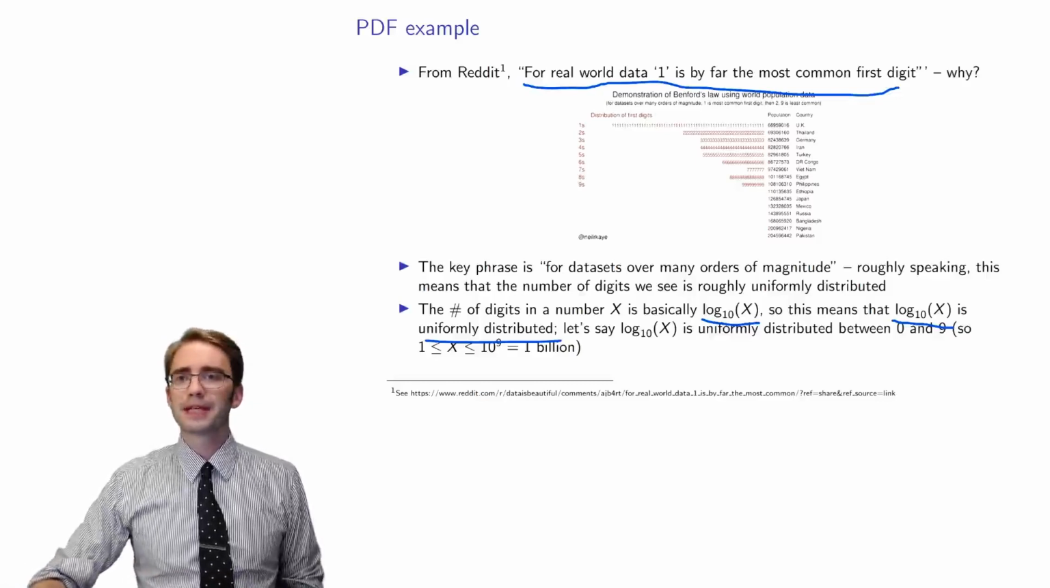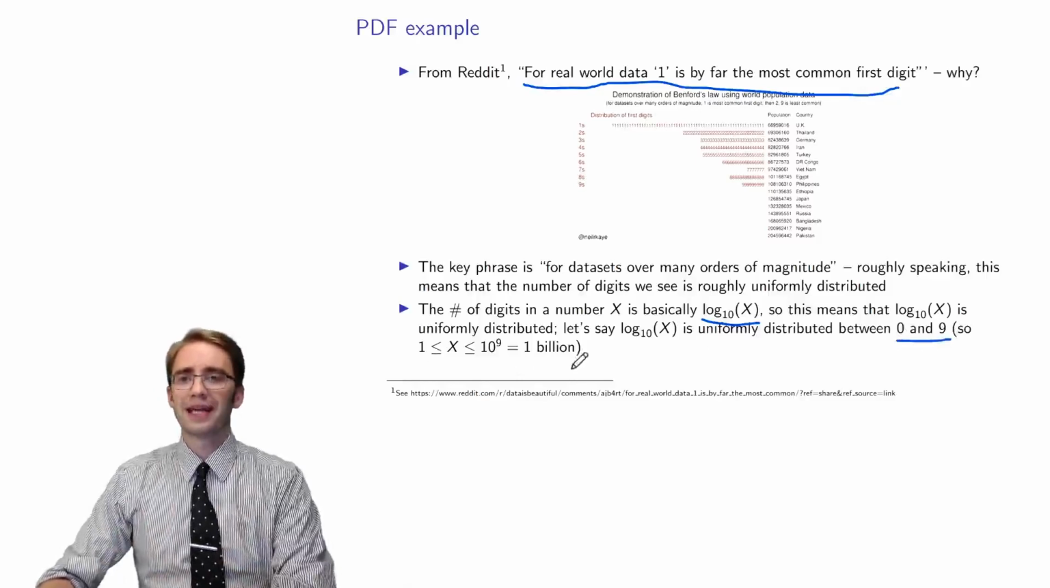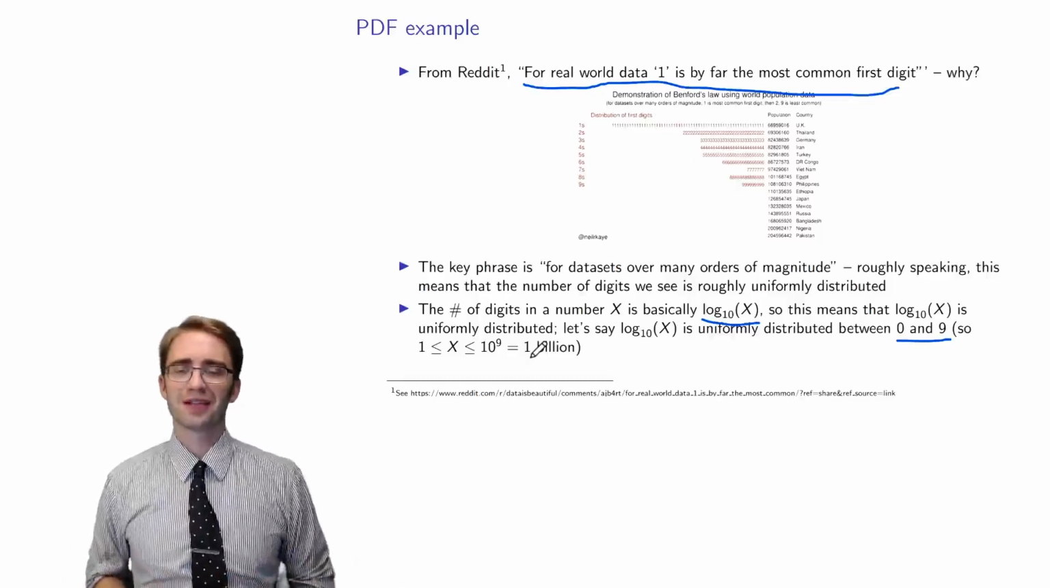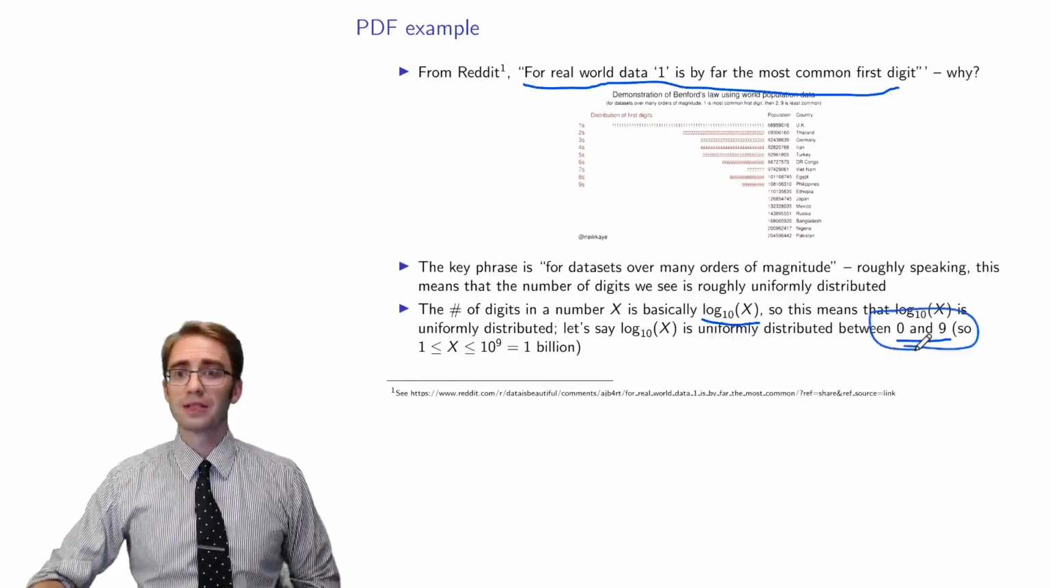And so in this particular case, we'll make things easy for ourselves. Let's assume that for world populations, the number of digits follows a uniform distribution between 0 and 9, so roughly between 1 and 1 billion. Again, a crude simplification just to get the point across. So we'll say we've got a random variable x such that log base 10 of x follows a uniform distribution between 0 and 9.